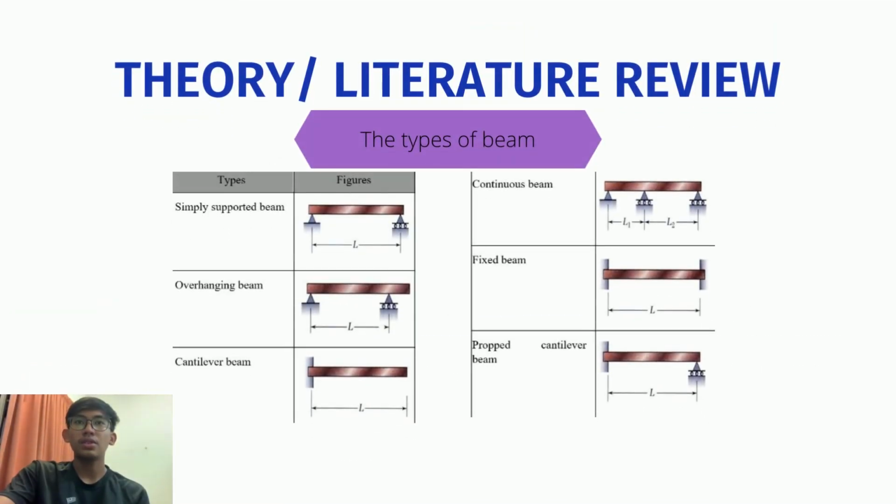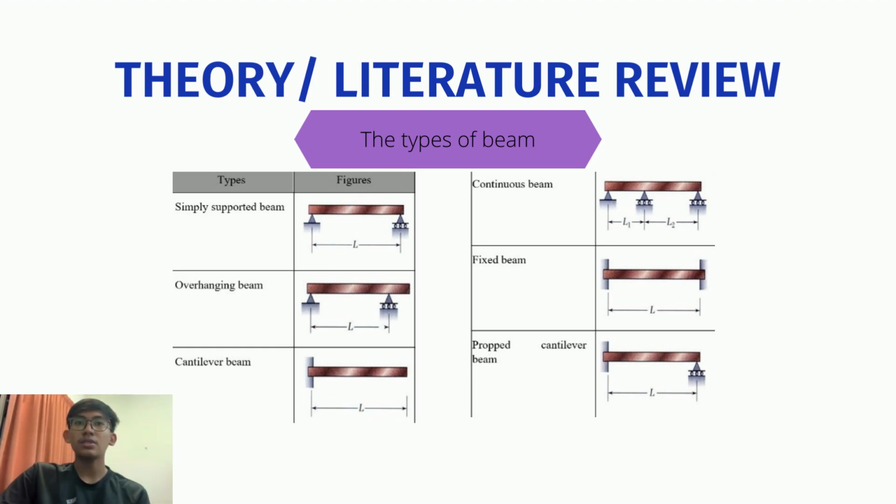Next is theory. These are the types of beam. First, simply supported beam. A simply supported beam is a beam with no moment resistance that is supported on both ends and is free to rotate. Second, overhanging beam. An overhanging beam is a beam that is supported on both ends and is not allowed to rotate. Next is cantilever beam. A cantilever beam is a projecting beam with only one end fixed.